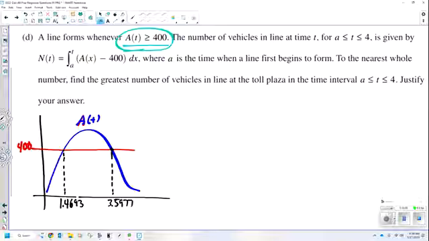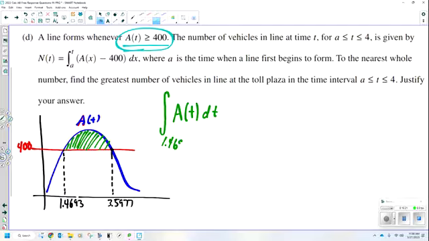3.5977. So if I want to add up all the cars in this region, I integrate my rates for my bounds, 1.4693 to 3.5977.